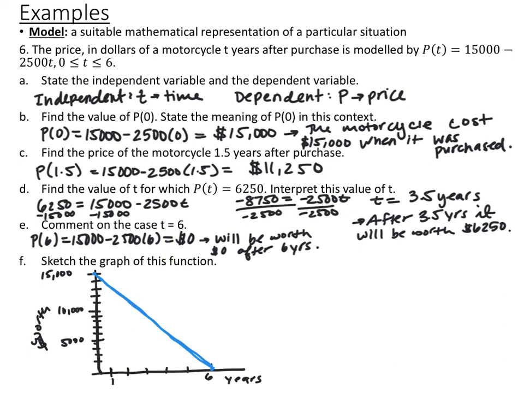Comment on the case of t = 6. So if you plug in 6, you end up with $0. So basically, this is a depreciation. It gets worth less as time goes on. So after 6 years, it'll completely have depreciated. The motorcycle won't be worth anything anymore. And your little sketch here, I have a y-intercept of 15,000 when t was 0. I have an x-intercept of 6 because at time 6 it was 0, and then it's a straight line depreciation.